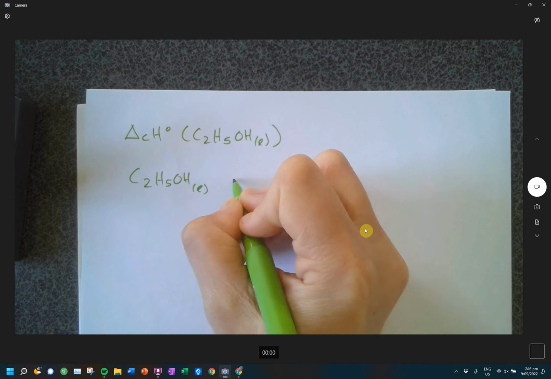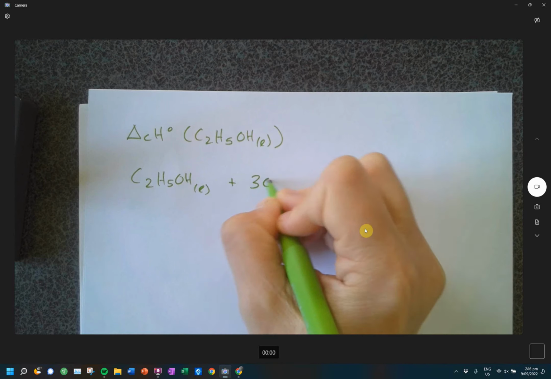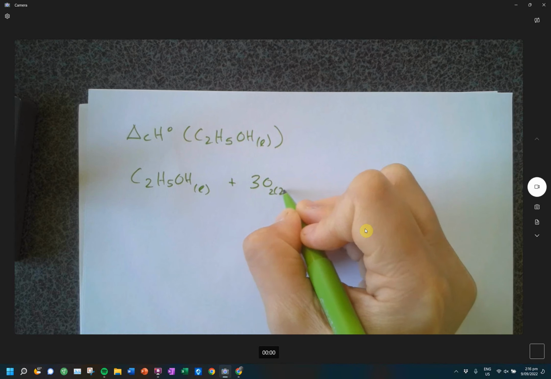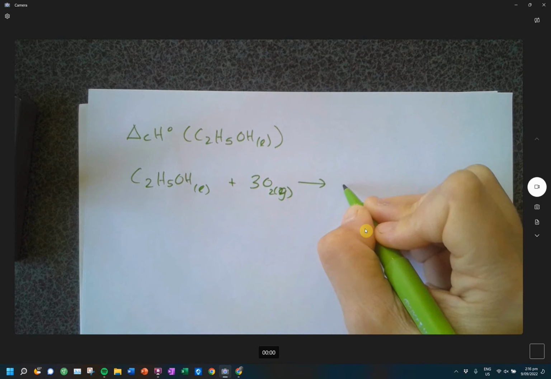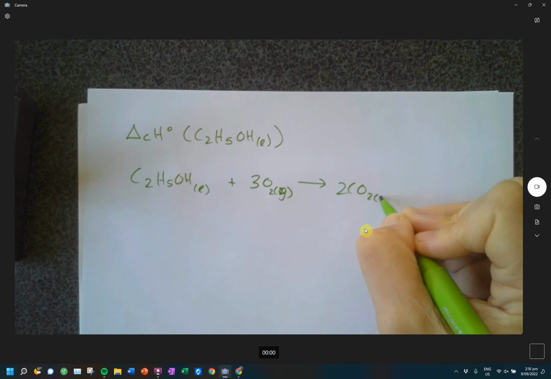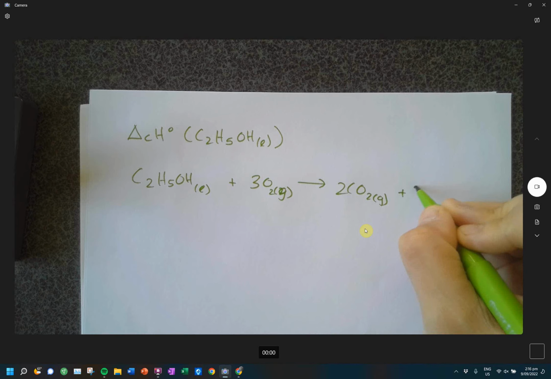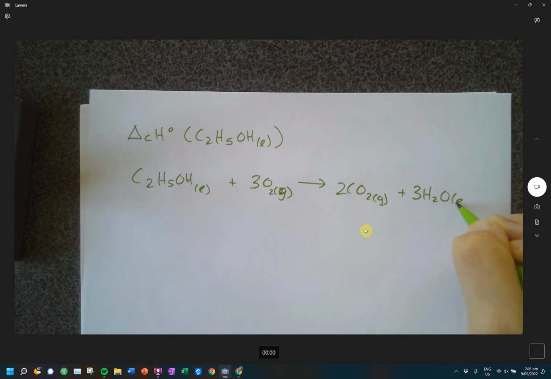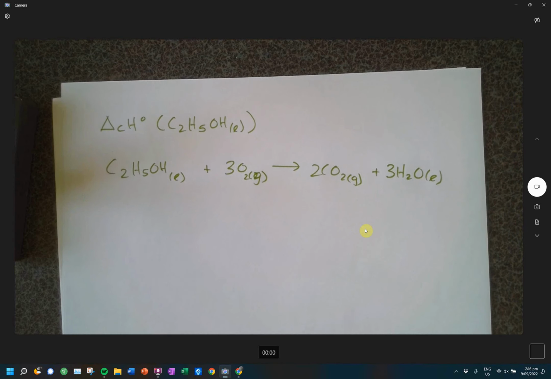C2H5OH liquid plus 3 oxygens makes your carbon dioxide and your water. Cool? Now, you know how in the last example they've given you the equations? In this example, they don't give you the equations, they just give you the enthalpy value for the formations.